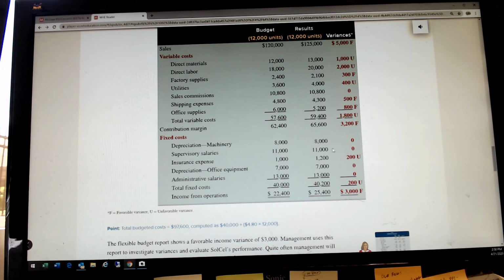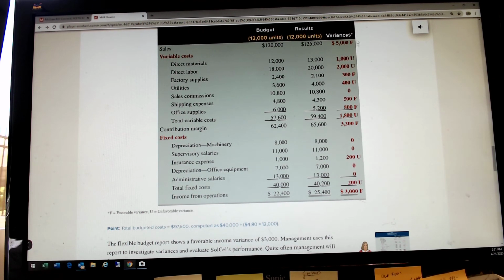Looks like all my fixed costs were on the money with the exception of insurance. Insurance came in a little bit more than it should have, 200 unfavorable. So in total, my total fixed costs here are 200 more than they should have been, unfavorable. So my bottom line net income, check it out, I'm 3,000 more than that level on the flexible budget, which is my contribution margin, partially offset by a little $200 unfavorable fixed costs, gives me a $3,000 favorable budget.